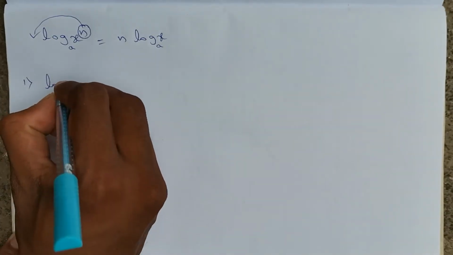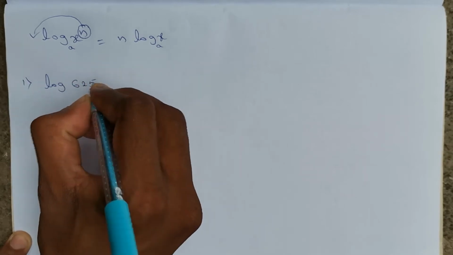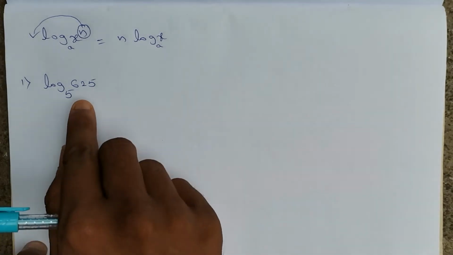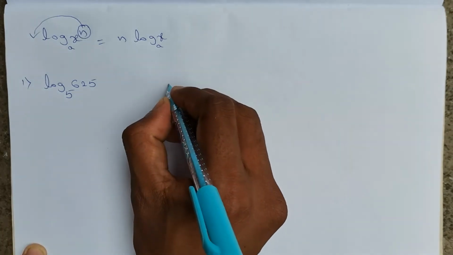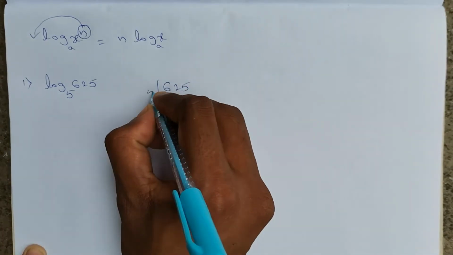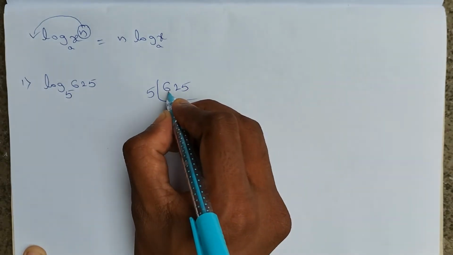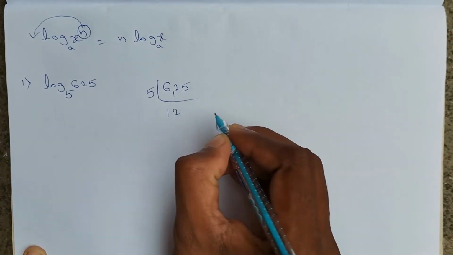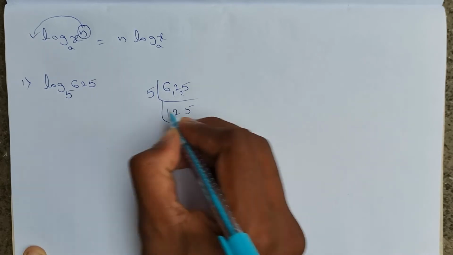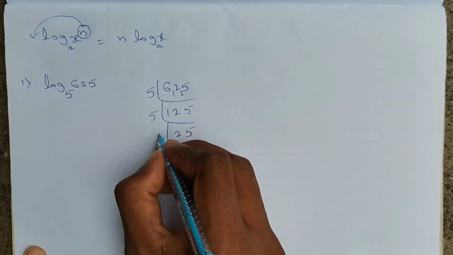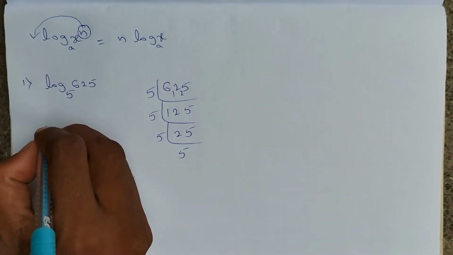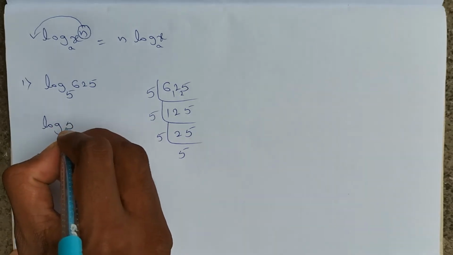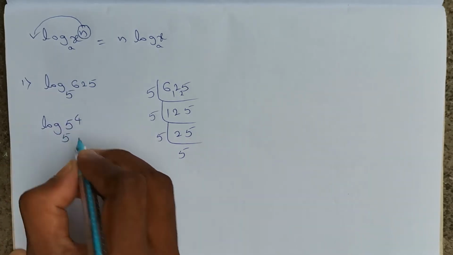What is the value of log 625 base 5? First let us do prime factorization for this number 625. 5 ones are 5, from 6, 5 completed means 1 will remain. 5 2s are 10, 2 will remain, 5 5s are 25. 5 25s are 125, 5 5s are 25. 1, 2, 3, 4, 4 times there. So log 625 can be written as 5 power 4 with base 5.